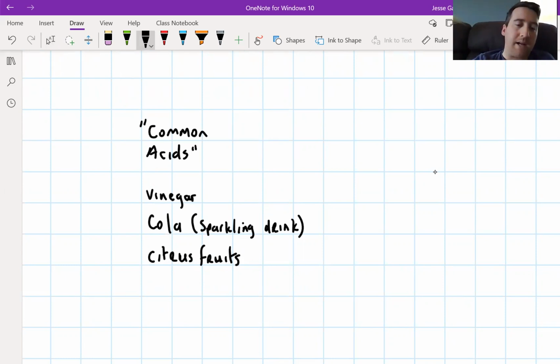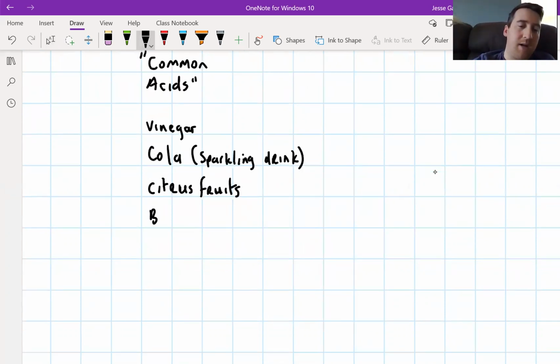Other things then include batteries. I don't know if you've ever seen the big, massive battery.